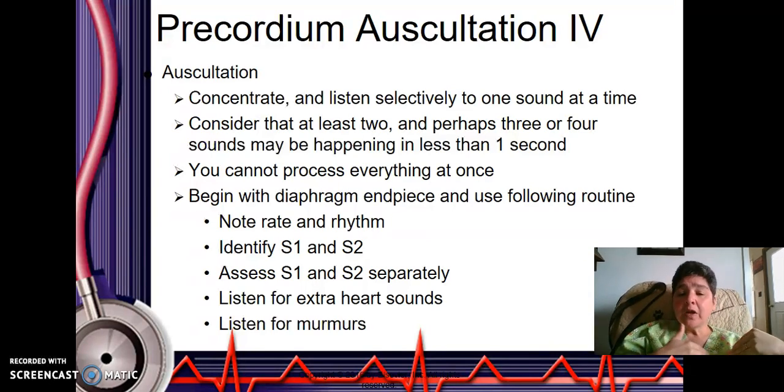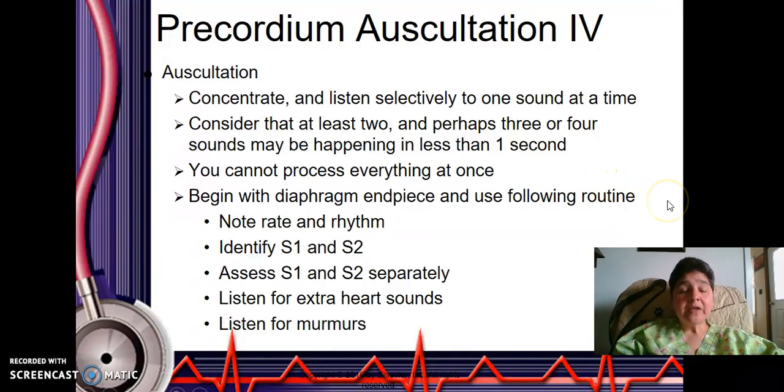And typically when you get over Erb's point, you might hear them both equally. Sometimes you might hear one louder than the other, but most often they're pretty equal. So listen for those heart sounds, listen for those murmurs. When we're over the aortic and the pulmonic area, we expect S1 to be louder. When we're over the tricuspid and the mitral area, we expect S2 to be louder.